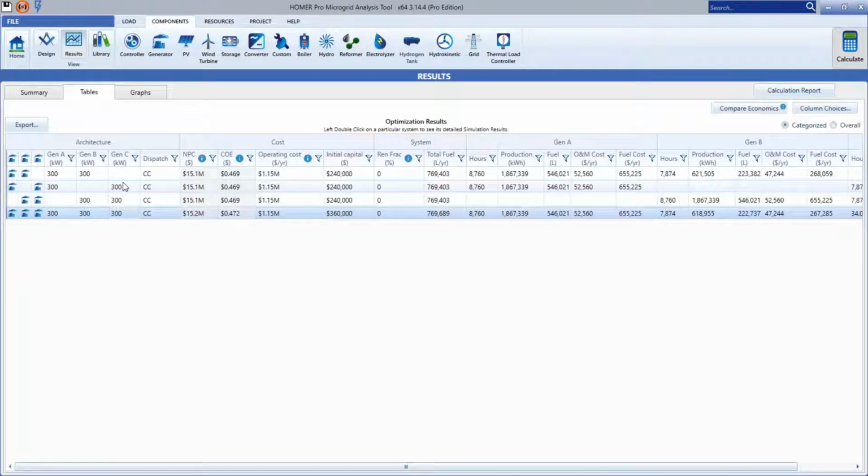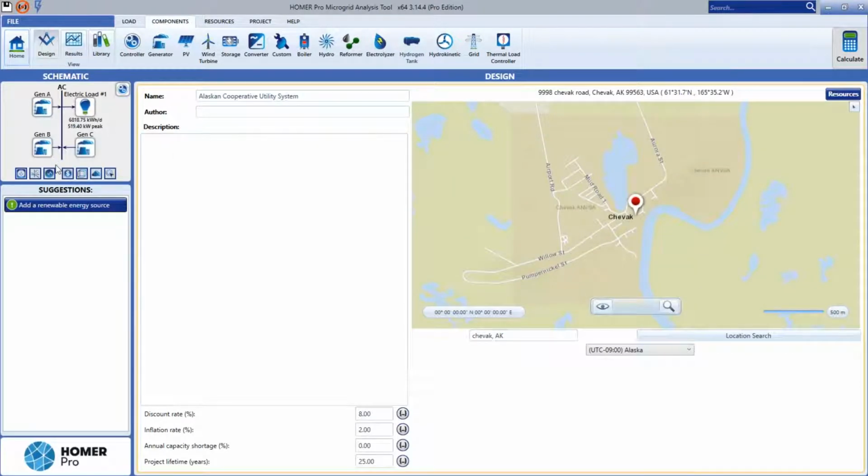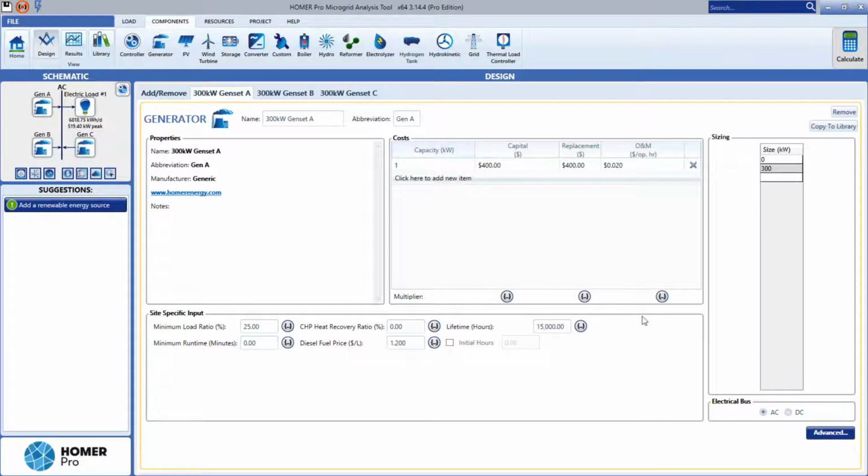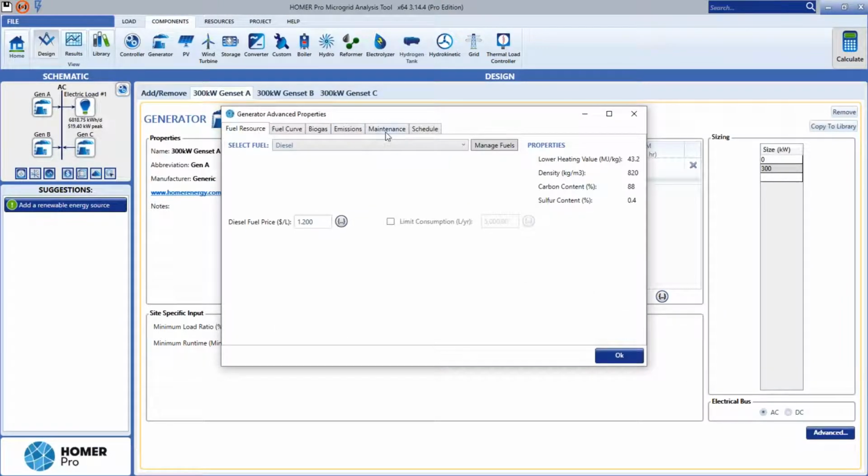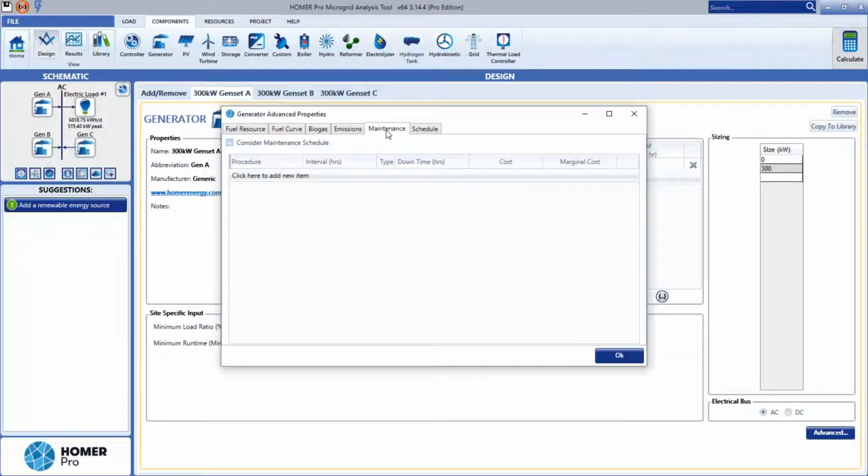But before we go to the dispatch strategy, just to be realistic about modeling the gensets, we can include maintenance routines for maintaining the gensets. So there could be 2 sets of maintenance on the gensets. One is every 500 hours. So let's consider maintenance, and first we would say 500-hour maintenance.